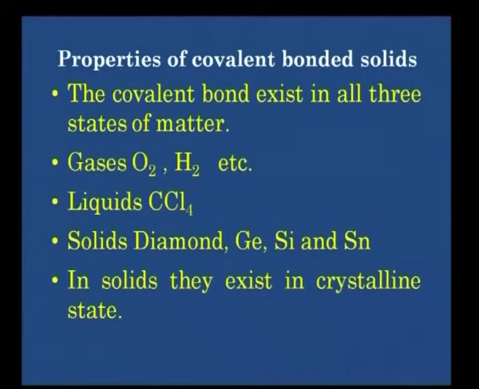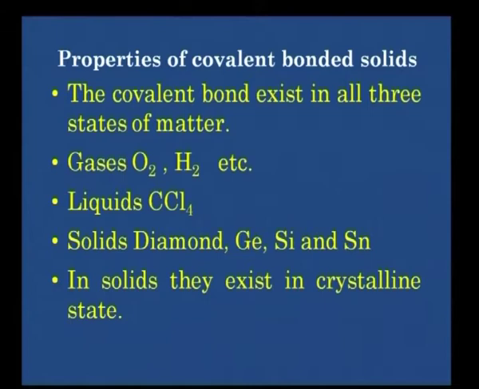Then let us pass on to the covalently bonded solids and some of their properties. When you go to covalently bonded solids, as we have seen repeatedly, the simplest is the hydrogen molecule. When you combine two hydrogen atoms, you get the hydrogen molecule. How do you explain the stability of the hydrogen molecule? It is because of covalent bonding, the sharing of electrons. In the gaseous state, H2, O2 are gases. So, covalent bonding is present in gaseous materials.